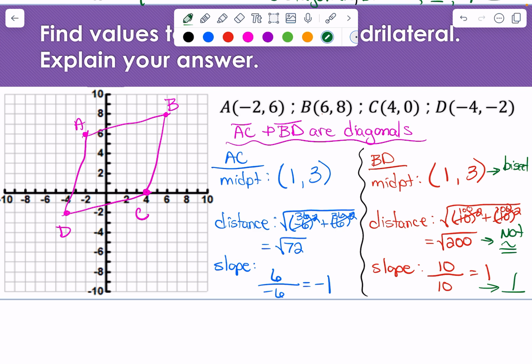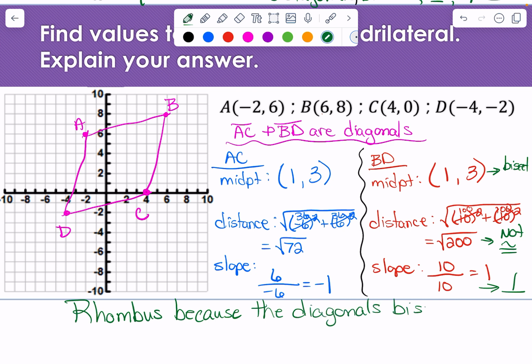So if they bisect, they're not congruent, and are perpendicular, then this is a rhombus, because the diagonals bisect and are perpendicular. And that's what gets us a rhombus. And that's how we do that process.